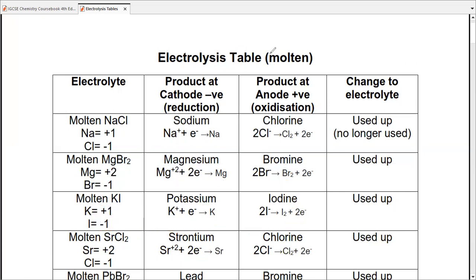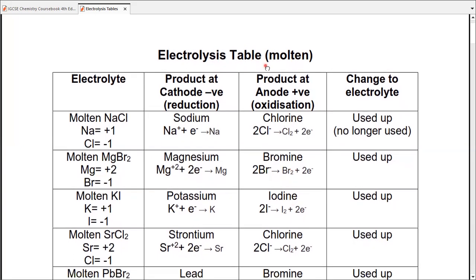Now, I am not going to scroll much, just a little. Now, you have molten lead bromide as the next example. And as you can already see, the products at cathode and anode are lead and bromine. Why don't you go ahead and try writing their equation? If you'd like, you can annotate it on my screen. If you'd like to do it on a piece of paper and send me a picture, it's entirely up to you.